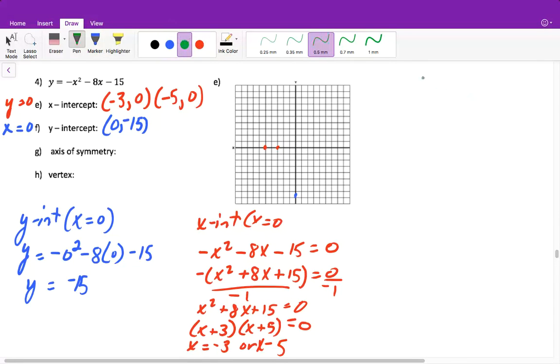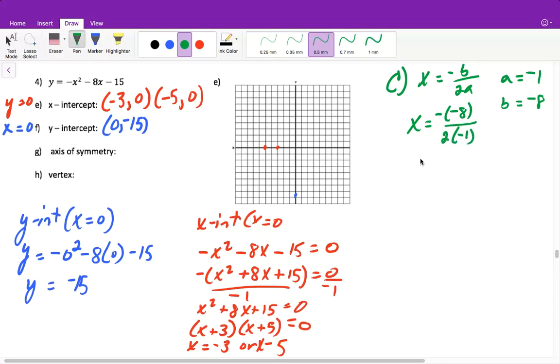My axis of symmetry. I know that it is going to follow x is equal to negative b over 2a. My a in this case is equal to negative 1. My b in this case is equal to negative 8. If you wanted to make it positive first, you can. But you don't have to. So then it's x is equal to negative of negative 8 divided by 2 times negative 1. So x is equal to 8 over negative 2, which is equal to negative 4. So our axis of symmetry is x is equal to negative 4.